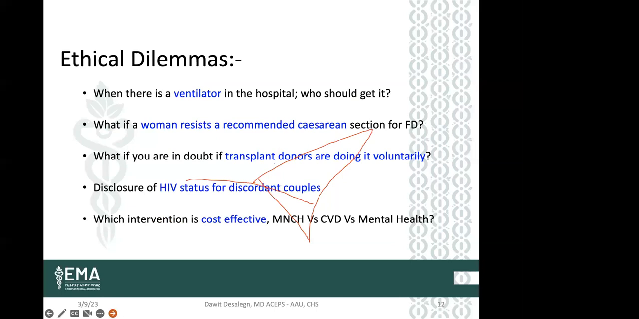The ethical dilemmas that can happen during our clinical encounters include, for example, when you have limited resources like a ventilator and you have to decide who should get it. What if a woman refuses the recommended cesarean for fetal distress? How would you go about it, and how do you communicate in such encounters? When somebody discloses HIV status for a discordant couple, how do we communicate with the spouse or even the patient? Which intervention is cost effective? Should we prioritize maternal health or child health, or cardiovascular or mental health?